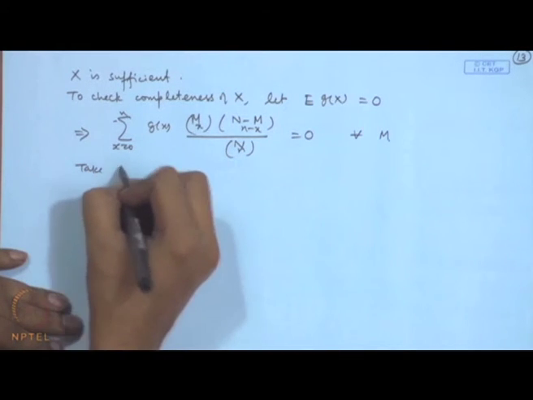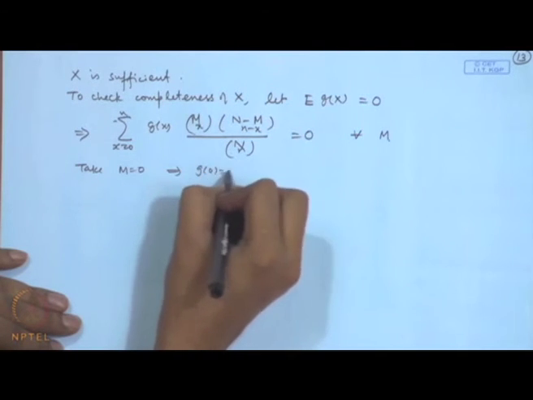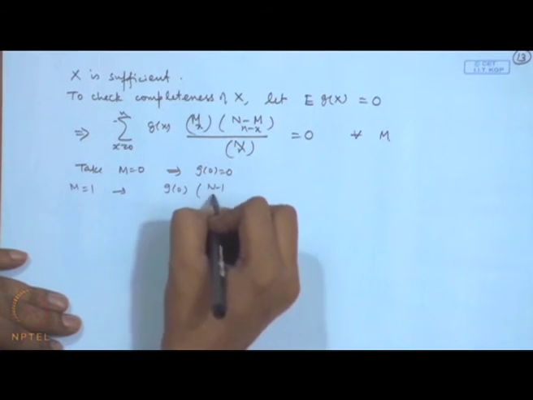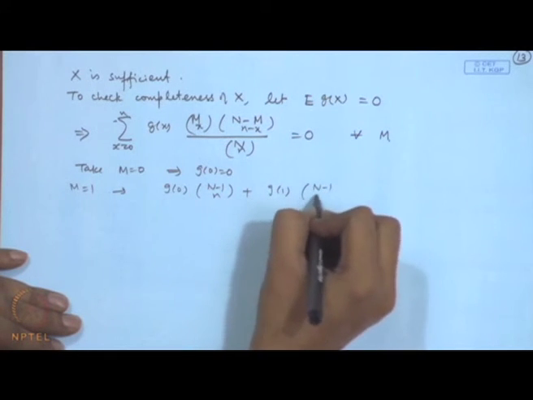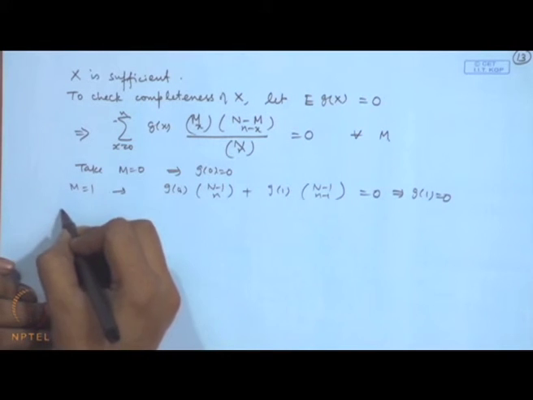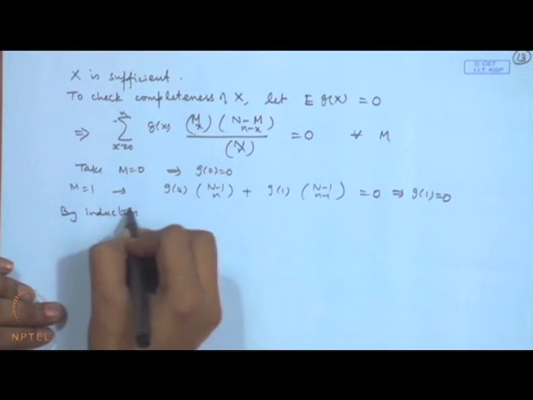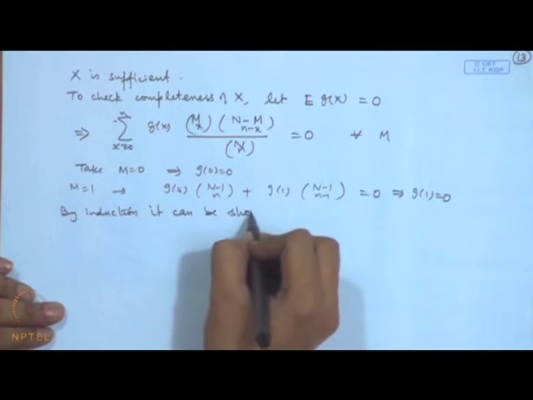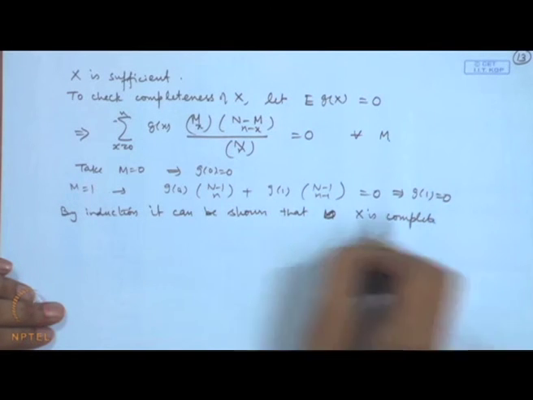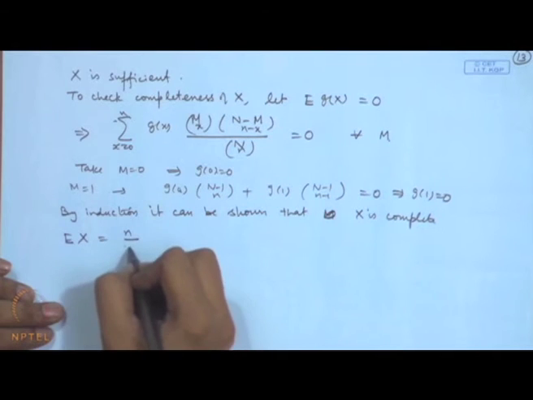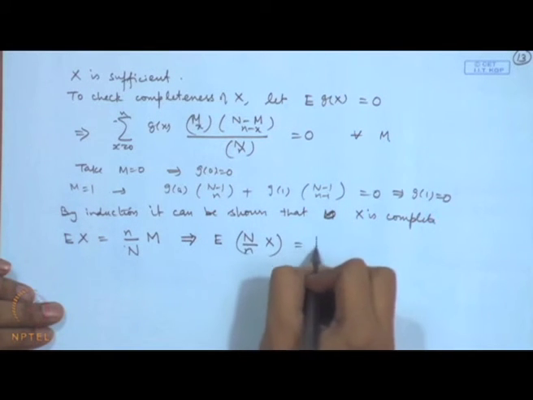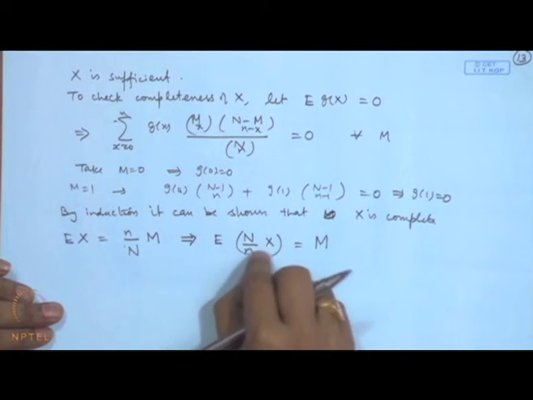If I take m is equal to 0 here, then this will give me g(0) is equal to 0. If I take m is equal to 1, then that will give me g(0) times N minus 1 C n plus g(1) times N minus 1 C n minus 1. Now, g(0) is 0, that means g(1) is also 0. So, by induction it can be shown that X is complete. Now, what is expectation of X? That is equal to n by N into m. So, expectation of N by n X is equal to m. So, X is complete and sufficient, and this is an unbiased estimator of m.